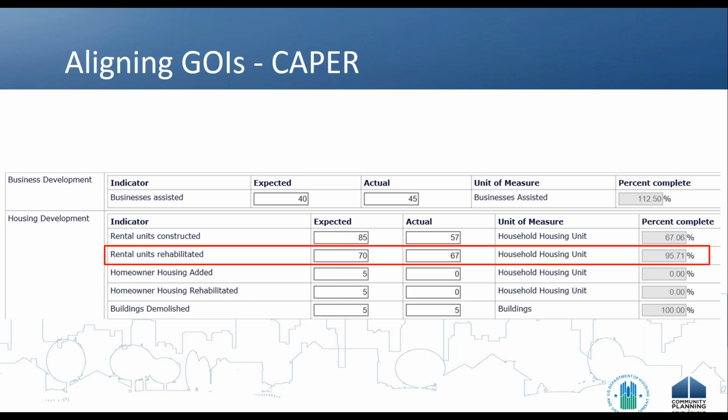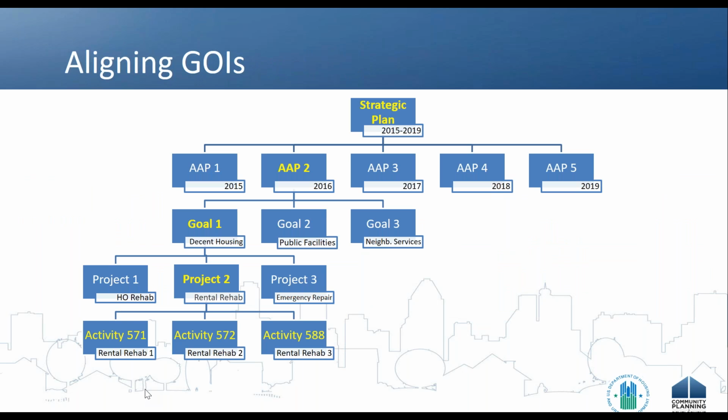I also want to add one other piece here: prior to creating your CAPR, it's really important that you go back to those projects and activities and make sure all of the accomplishment data is in there and verify it is in there correctly. The reason why is when a CAPR is created, it tells the system to pull all of that accomplishment data and attach it to the projects, activities, and goals that were in the action plan and downloads that into the CAPR. If your information isn't up to date or all your accomplishment data isn't in IDIS prior to creating that CAPR, it will not download into the CAPR once it's set up.